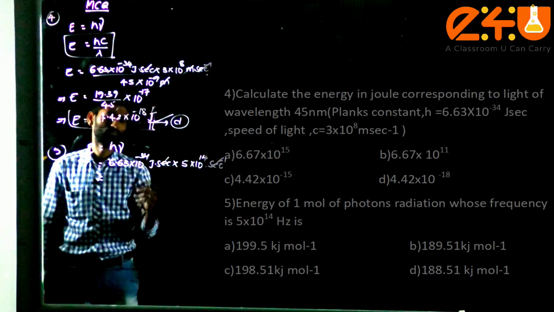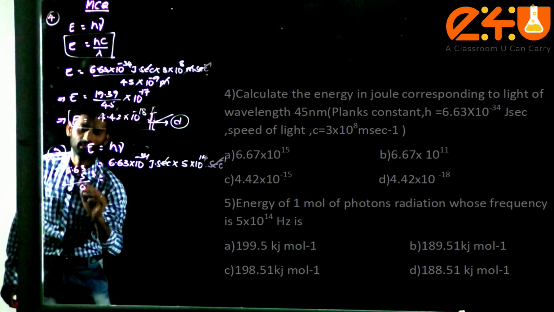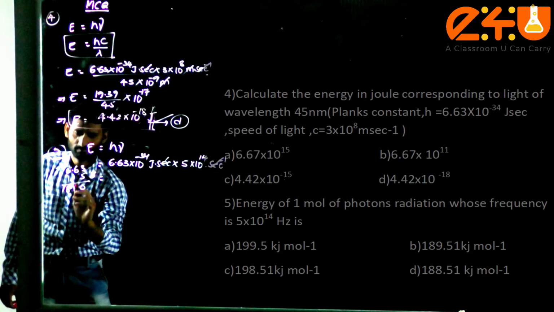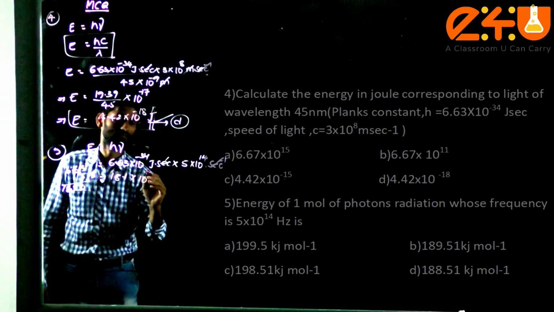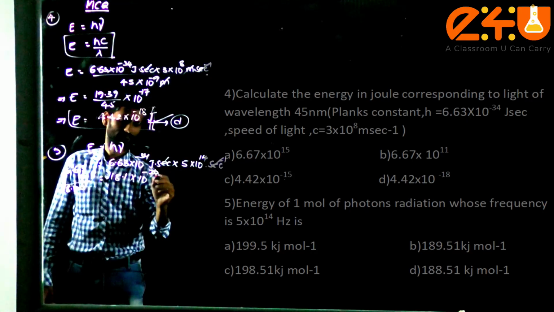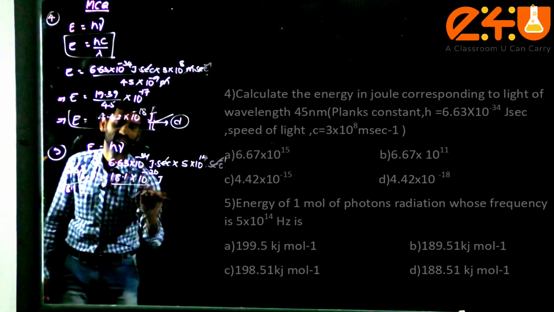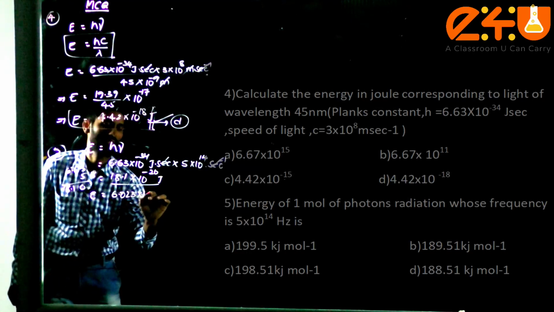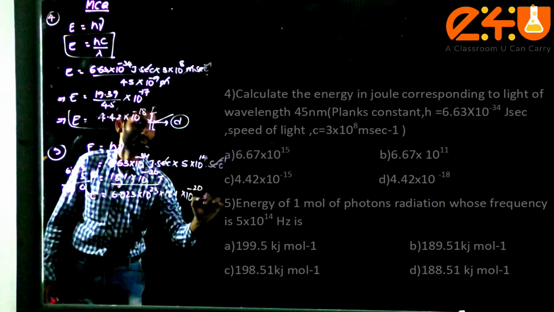Then 6.63 into 5 gives 31.5, that is 18.1 here, 10 power minus 20 joules. This is the energy, but we are asked to calculate for 1 mole of the substance. 1 mole of the substance is equal to 6.023 into 10 power 23, multiplied by 1 into 10 power minus 20 joules.